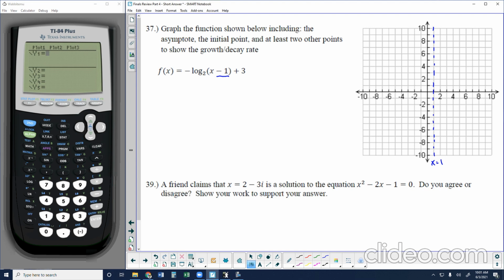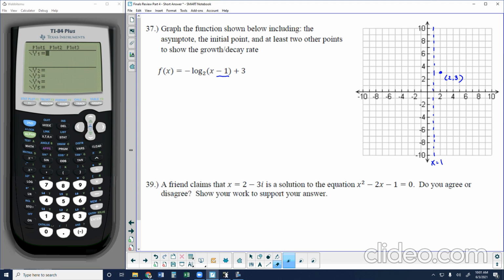We need an initial point. All logarithmic functions have an initial point that starts at (1, 0) prior to any transformations. So we begin at (1, 0), shift to the right 1, which puts us at (2, 0), and then do a vertical reflection with that negative out in front, or reflection across the x-axis, which keeps us in this location, and then shift up 3. So this would be the location of our initial point. This point is going to be at (2, 3). You can label that point or sketch it just on the grid.